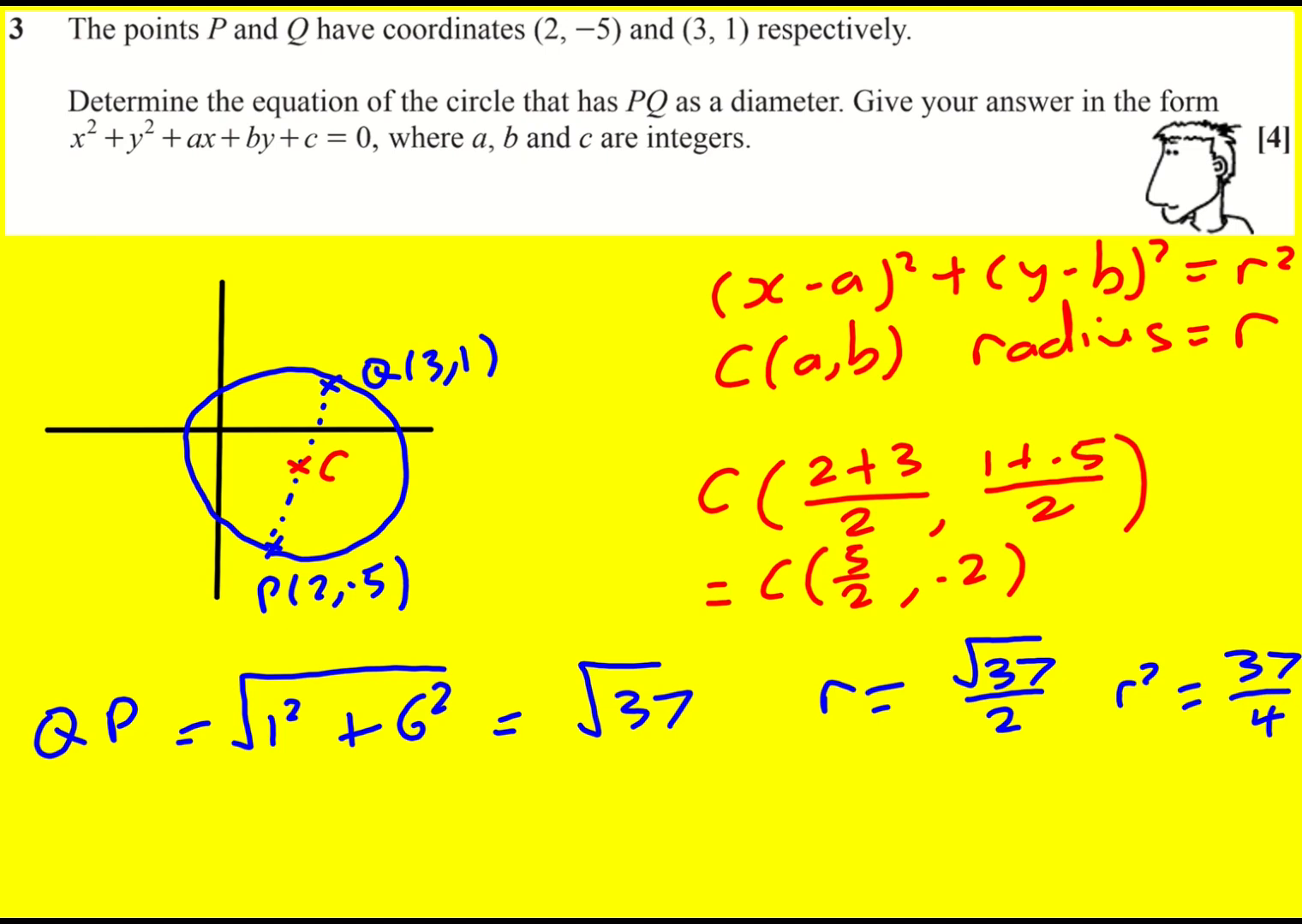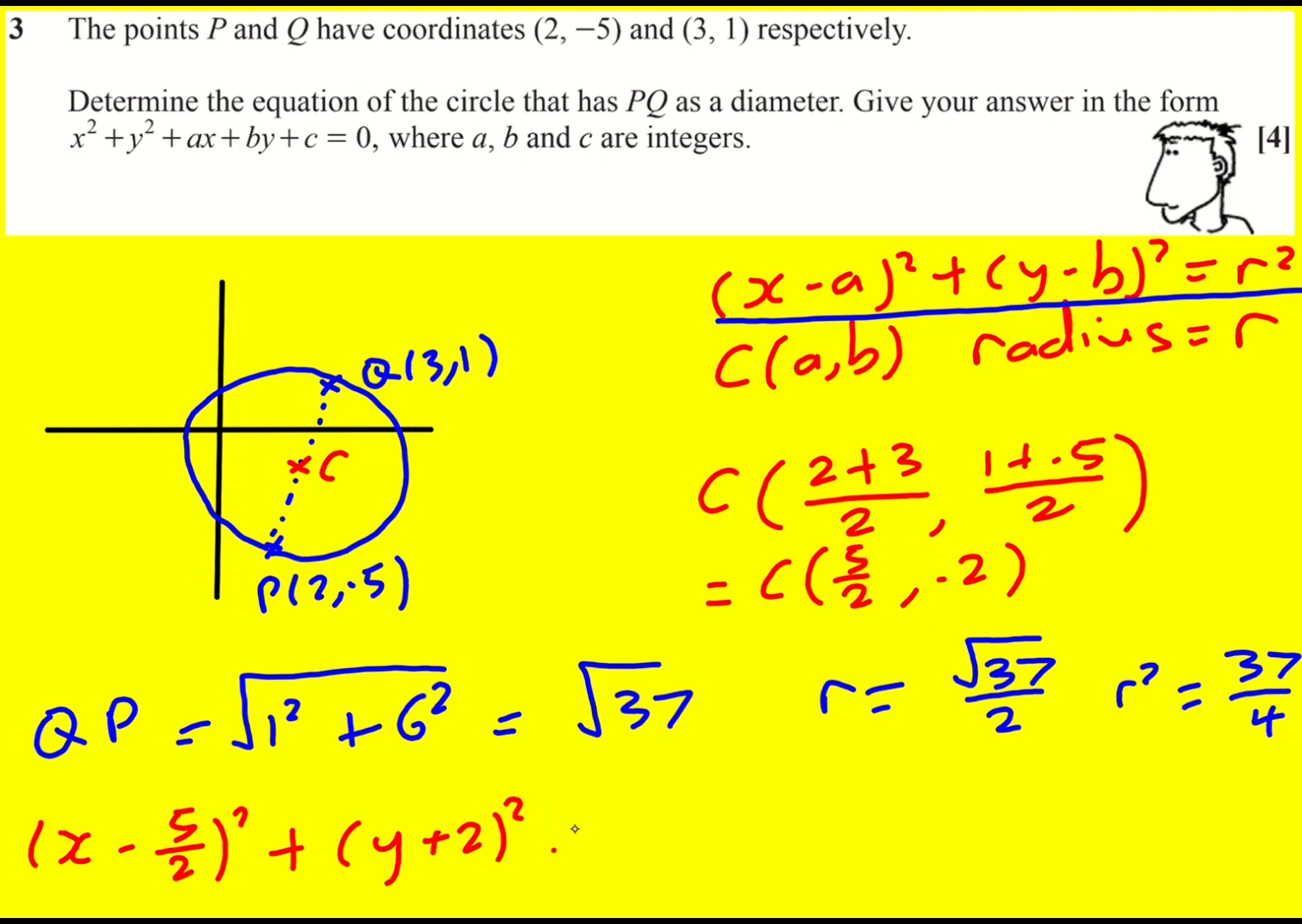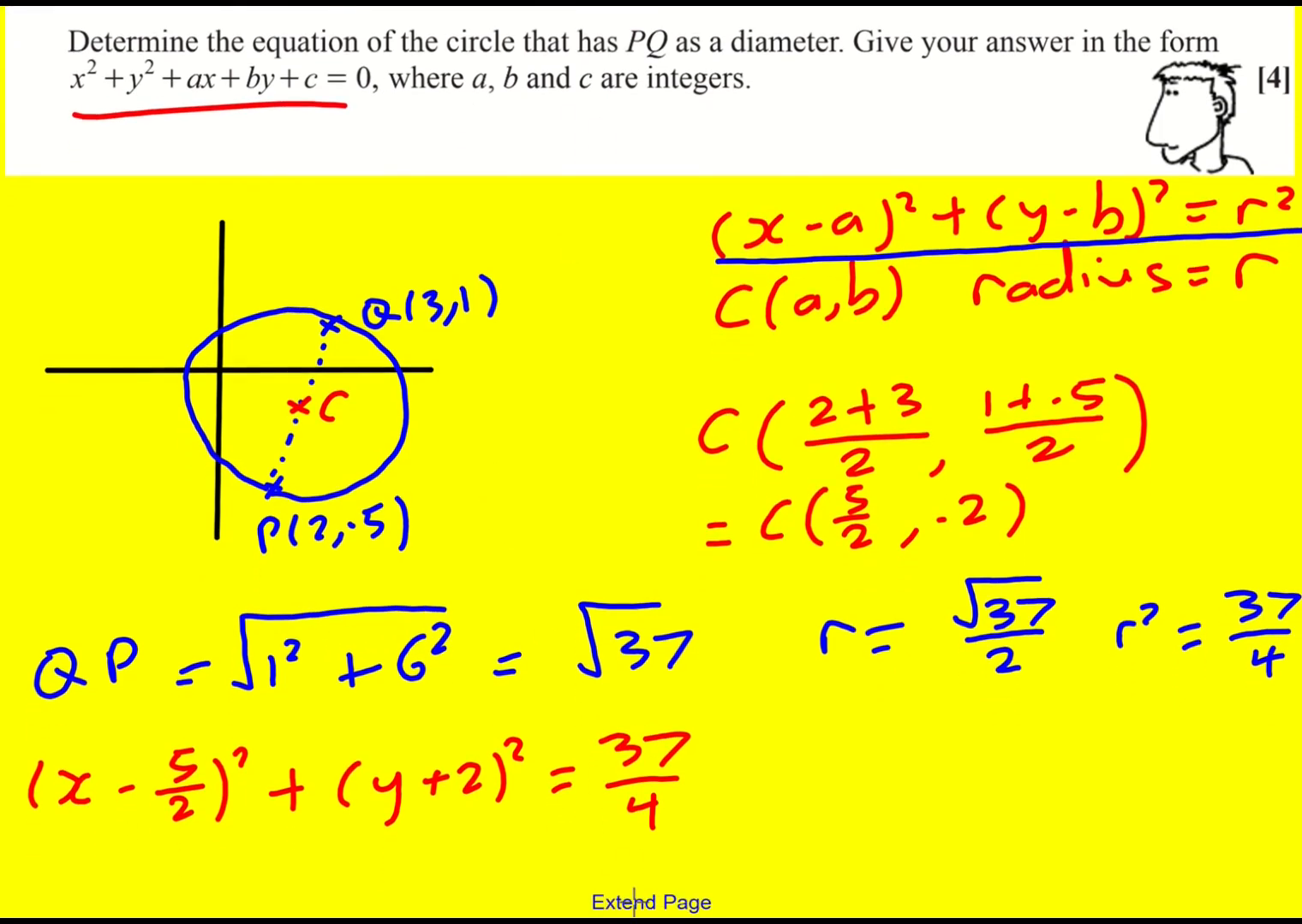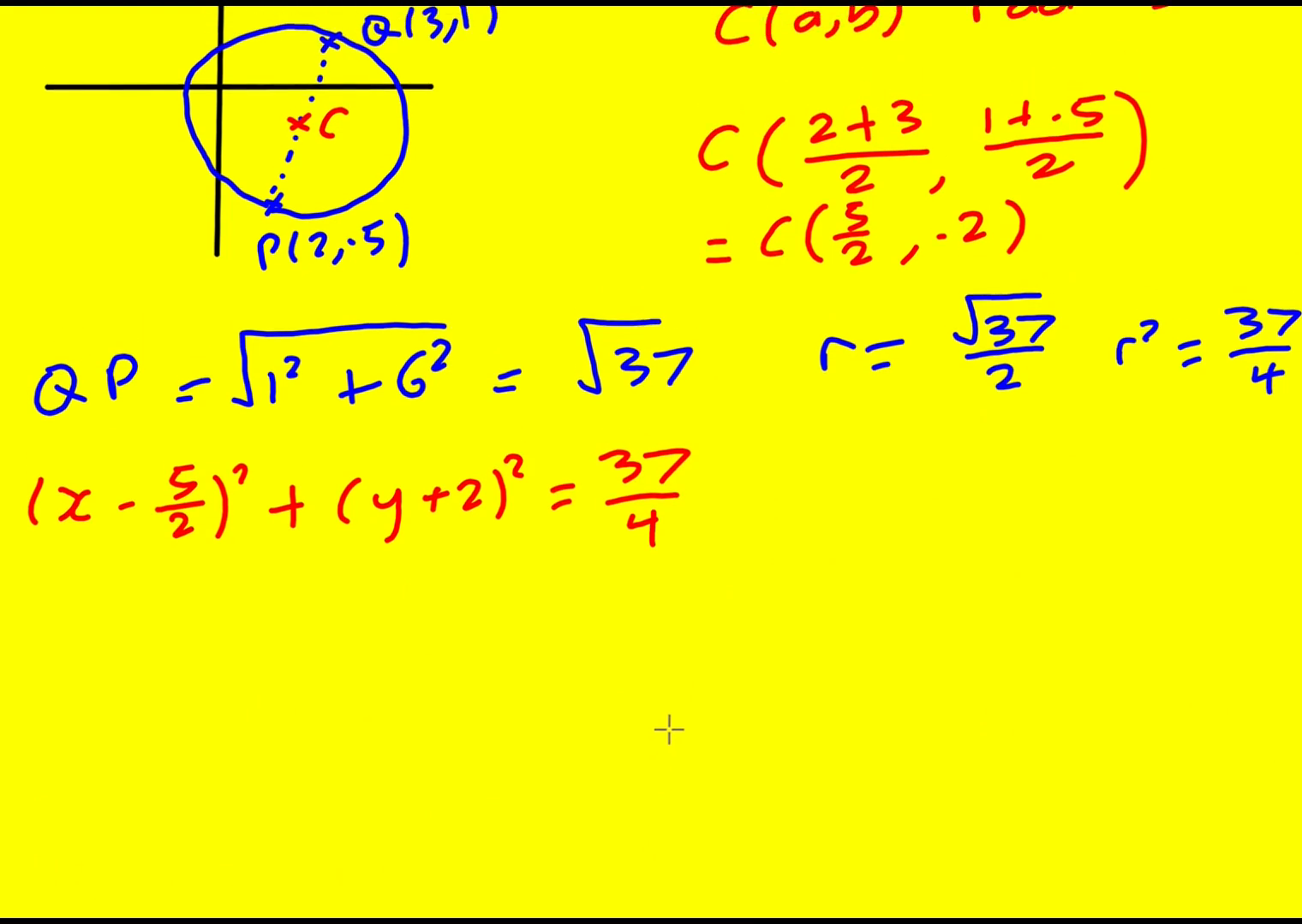Right, we're ready to put this into our general equation. So x minus 5 over 2 squared plus y plus 2 all squared is going to equal this 37 over 4. We're asked to expand it, essentially, and then we're going to get all integers. Now, it doesn't look like we're going to get integers at the moment, but that's actually going to be a nice check that we've done it correctly.